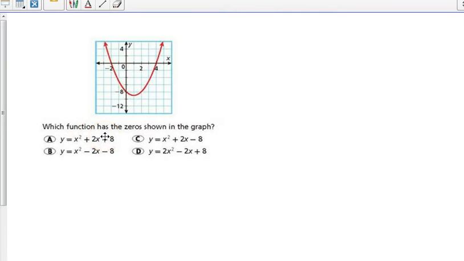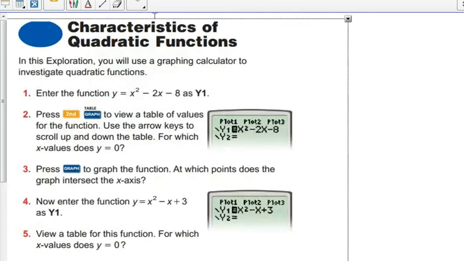So here is an example that you are going to have actually from your homework assignment. Let's take a look at the graph really quickly, and then we'll take a look at the question they're asking you. So on the graph, notice that the zeros are at -2 and at 4. Actually, this is the same graph that we just looked at, coincidentally, on this example here.